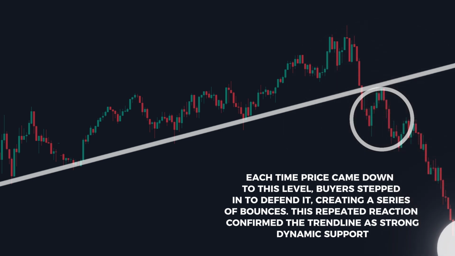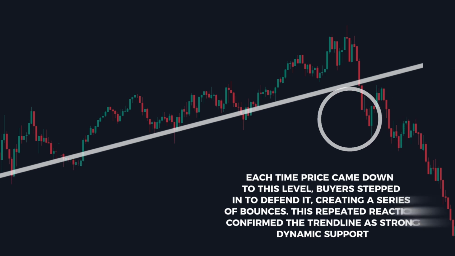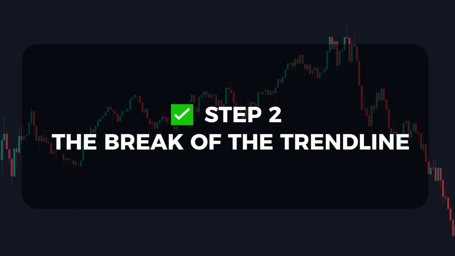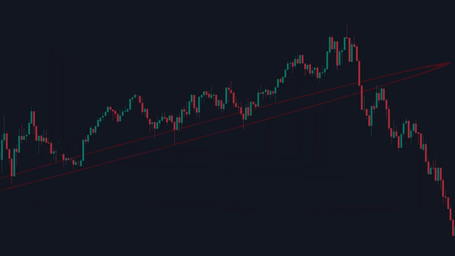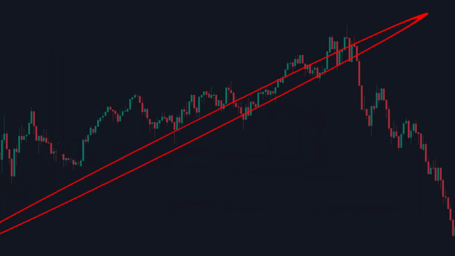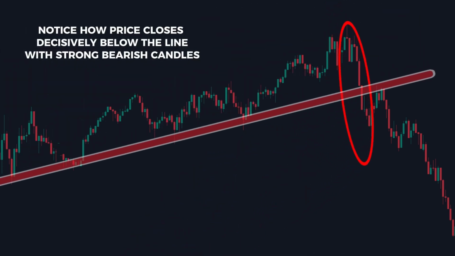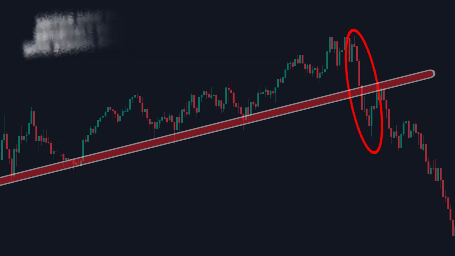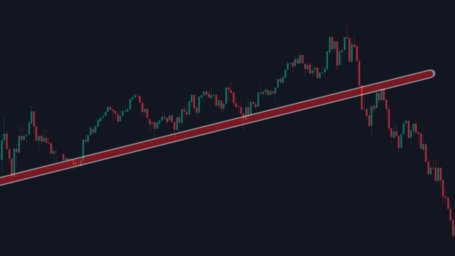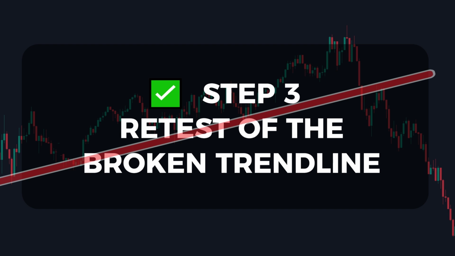This repeated reaction confirmed the trendline as strong dynamic support. Step 2. The break of the trendline. After holding as support multiple times, the trendline finally gives way. Notice how price closes decisively below the line with strong bearish candles. This breakdown is the first clear signal that buyers are losing control and sellers are stepping in to push the market lower.